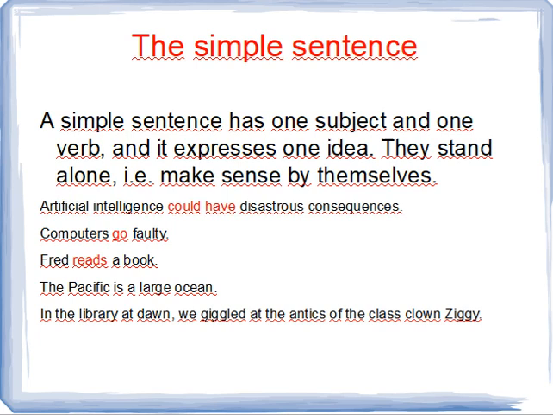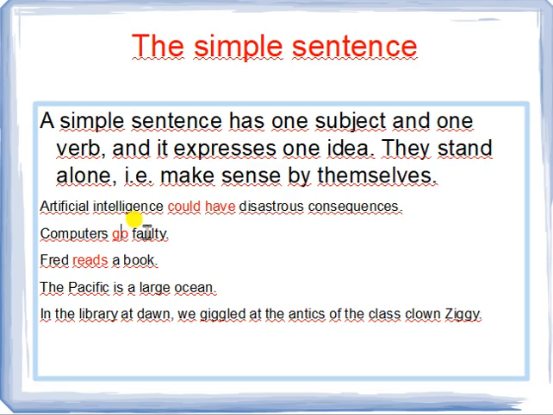Simple sentences have one subject and one verb, and the simple sentence expresses one idea. They stand alone, these sentences do; they make sense by themselves. Artificial intelligence could have those consequences. It's got one subject, one verb, it's a simple sentence. Computers is the subject, go is the verb, it's a simple sentence.